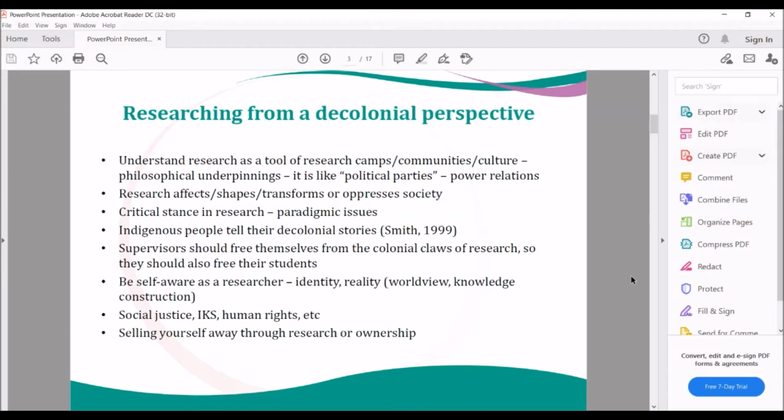And therefore, for me, you cannot be an indigenous or decolonial researcher if you are not going to keep a critical stance in your research project. So we are talking today about paradigmic issues that actually frame research from a philosophical or worldview point of departure. Indigenous people tell their colonial stories.